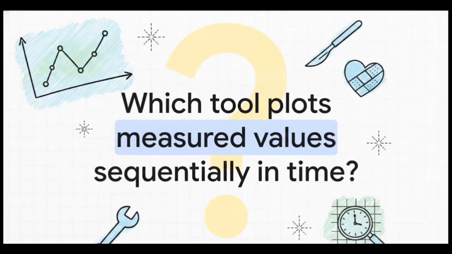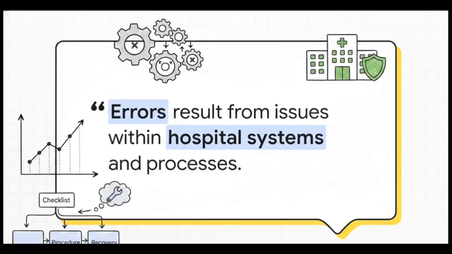Last exam-style question for you. Which specific tool plots measured values sequentially in time to display the effect of a quality intervention? That is a run chart. It establishes a baseline median and then tracks your intervention over time.